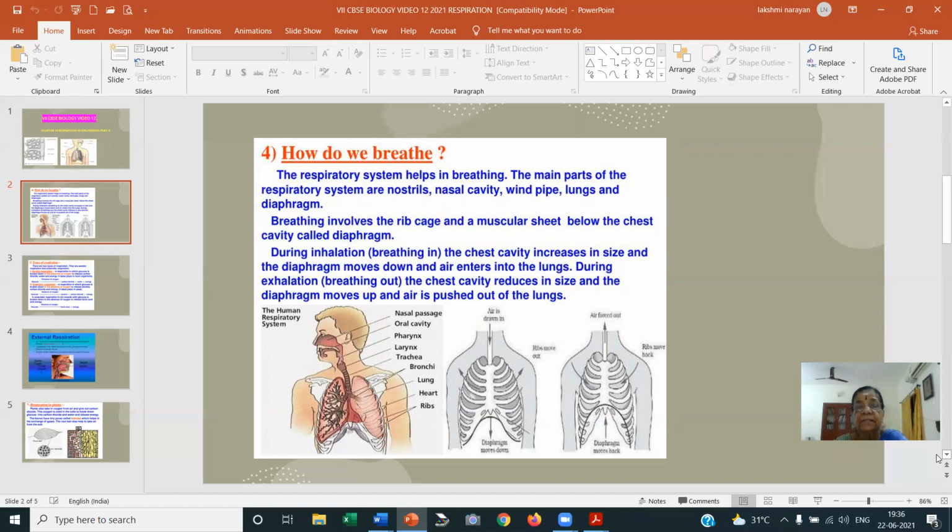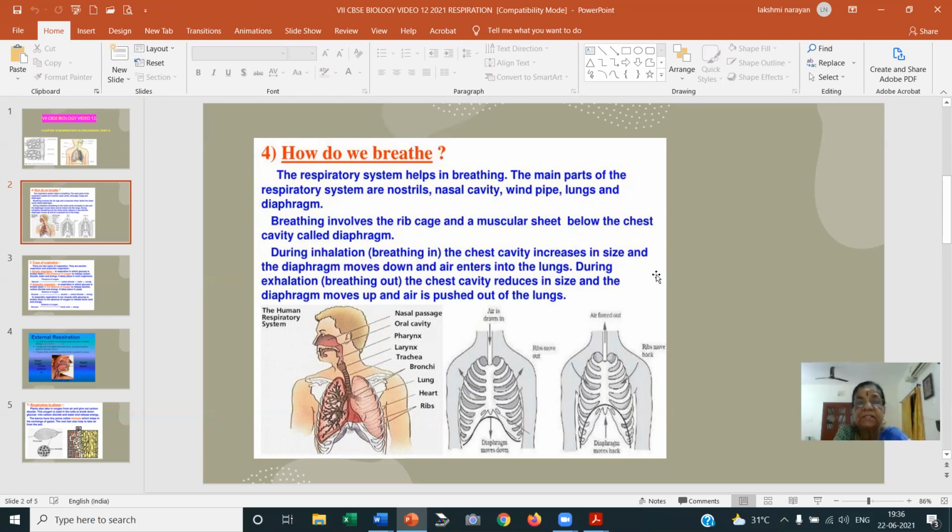Then during inhalation, that is breathing in, the chest cavity increases in size and the diaphragm moves down and air enters into the lungs. First diagram: air is drawn in when the chest cavity expands. So I say during inhalation, breathing in, that is inspiration, the chest cavity increases in size and the diaphragm moves down, and air enters into the lungs.